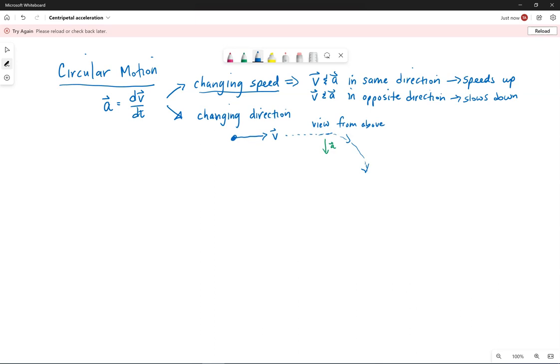When the acceleration is perpendicular to the velocity, the object changes direction. This acceleration, still due to Newton's second law, is caused by some sort of net force. But this acceleration, we call it a centripetal acceleration.